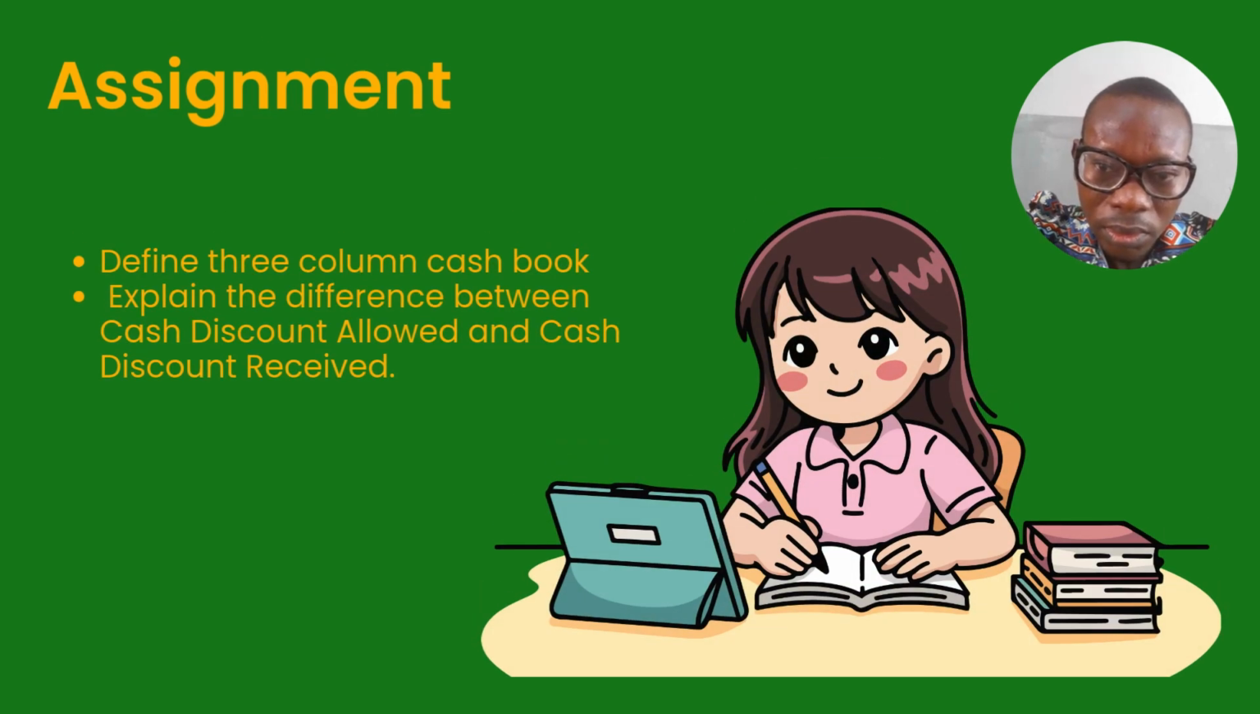Yeah, it is time for screen and survey assignments for the day. I will be happy if we could make use of the information from the beginning of this presentation to answer the following questions. The first one, you are to define three-column cash book. What do you understand by the three-column cash book? Two, explain the differences between cash discount allowed and cash discount received.